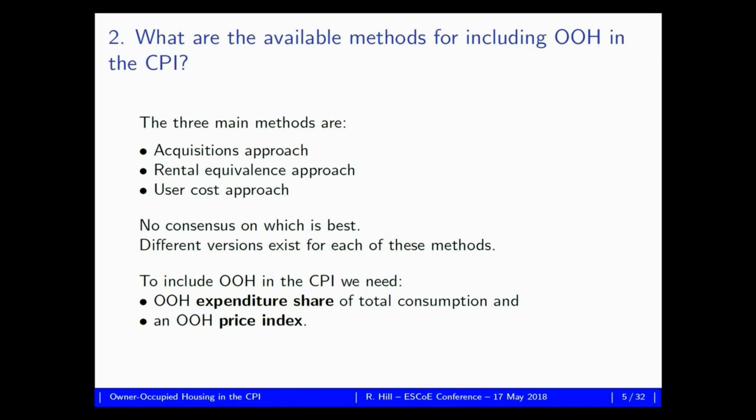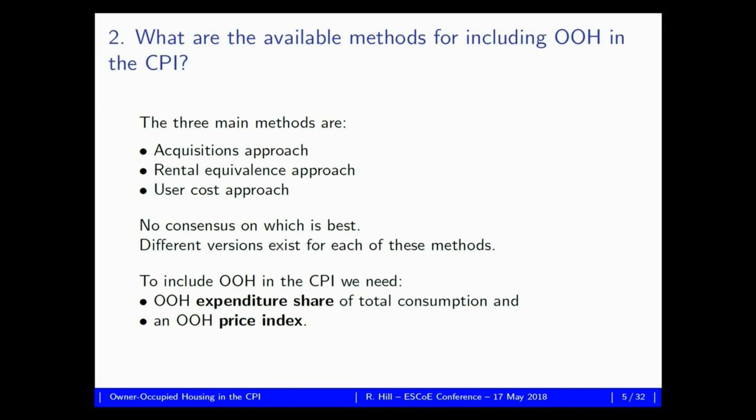So let's look a bit at these different methods. So first of all, what do you need to include owner-occupied housing in the CPI? Just to include anything in the CPI, you need an expenditure share for it. What's its share of total consumption? And you also need a price index for it.